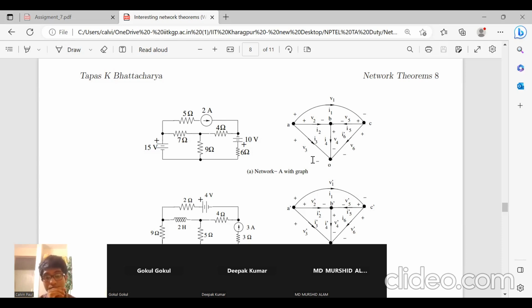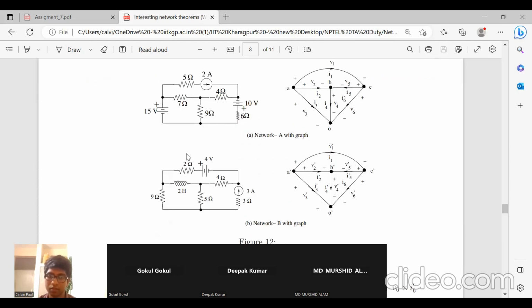No, sir. But sir, in case of network graph theory, will a current source be an open circuit, right? That comes in a later part. We'll consider that later. This is just a simplified format.